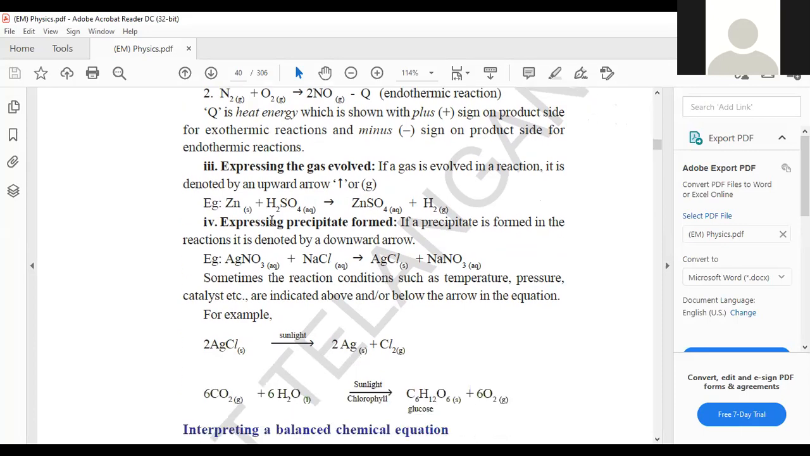Now let us see silver nitrate treated with sodium chloride. Formation of silver chloride and sodium nitrate is possible. How this equation is balanced, let us see. Silver nitrate and sodium chloride, exchange of ions is possible. It is converted into silver chloride and sodium nitrate. Let us represent this equation also.